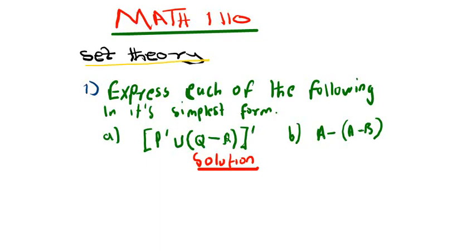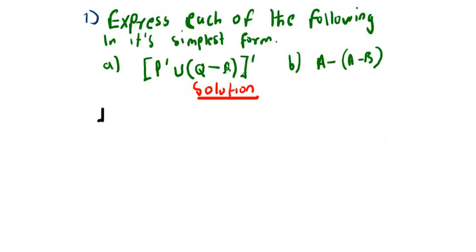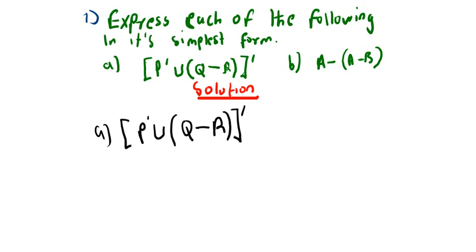All right, so for question A, we've got P complement union open brackets, that is Q, this is a relative complement, R, close brackets, then complement. So they want us to simplify this.